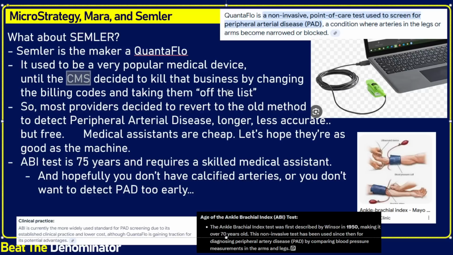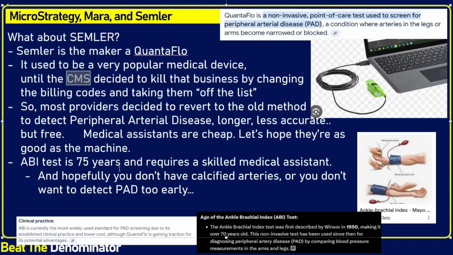If they decide to not reimburse you, they can really kill your business. And so that's the point here. What happens when CMS decides to kill the business? It removes or changes the billing code so that they don't cover it anymore. Typically, whatever company was relying on that to sell a product ends up hurting, because medical providers revert back to the old way of doing things. In the case of peripheral artery disease, the old way is the ankle brachial index test, which was invented in 1950.